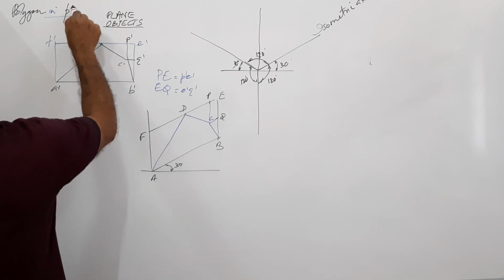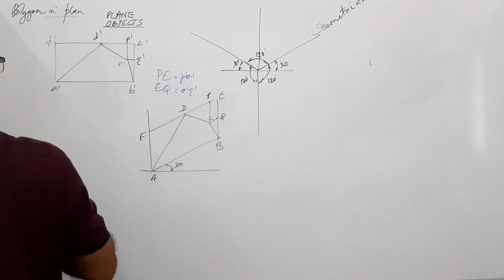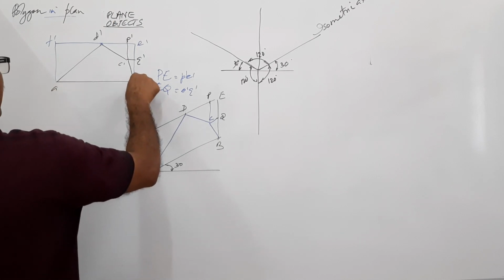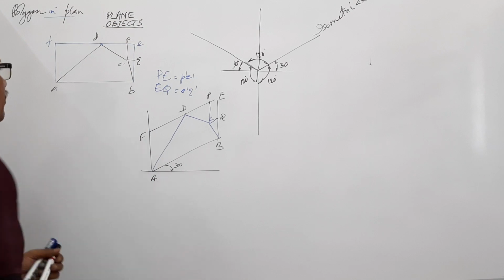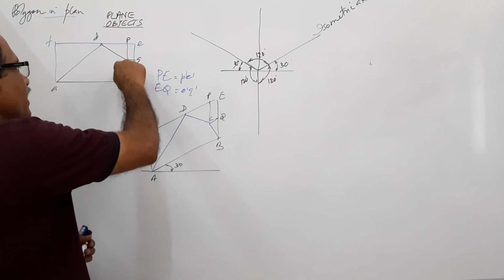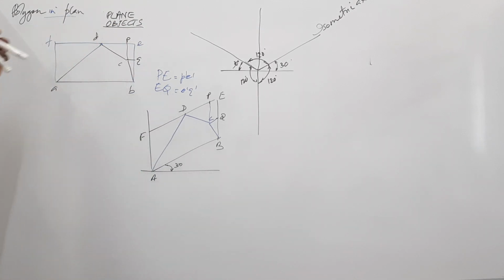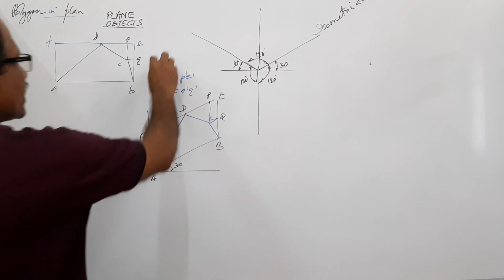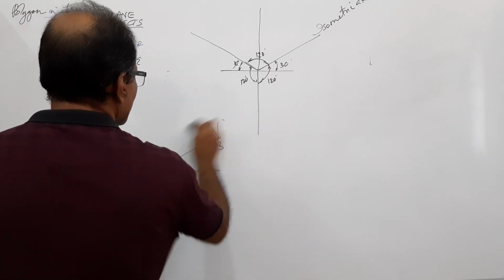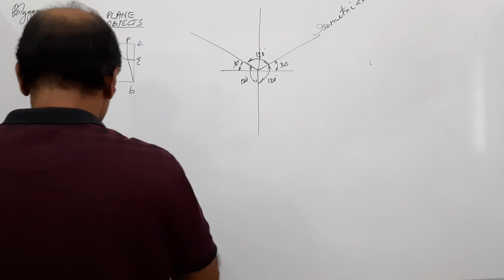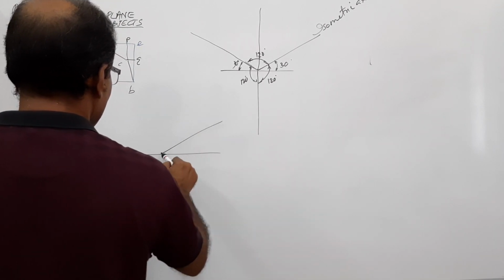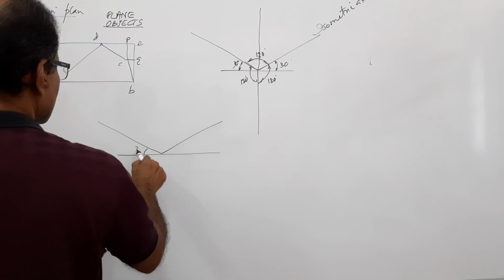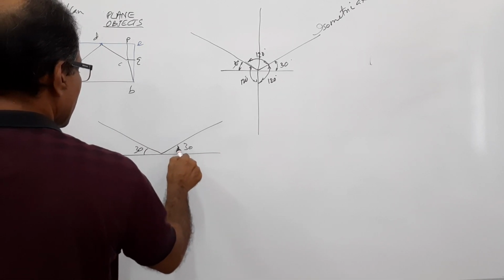Polygon in plan. When you see a polygon in plan, instead of redrawing, I take this ABCD. ABCD is the polygon. Inscribe it in a rectangle ABEF and draw its iso-view. How do we draw? Draw these two axes. 30 degree, 30, 30, 30 axis. 30, 30 axis.